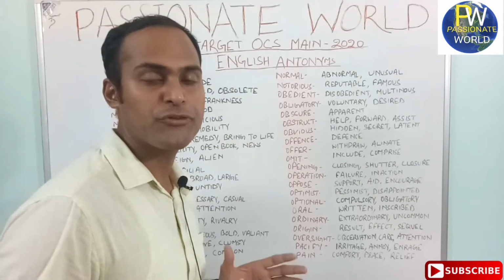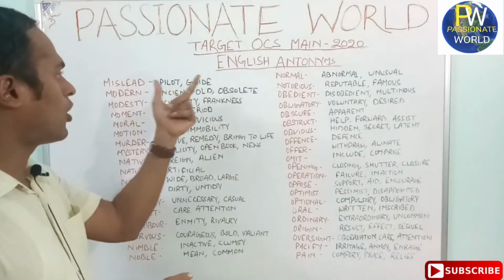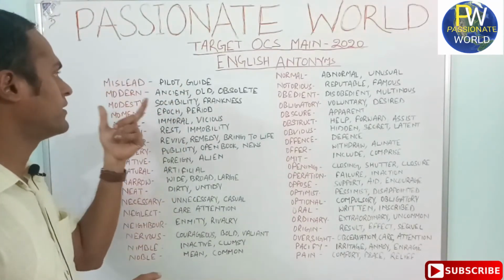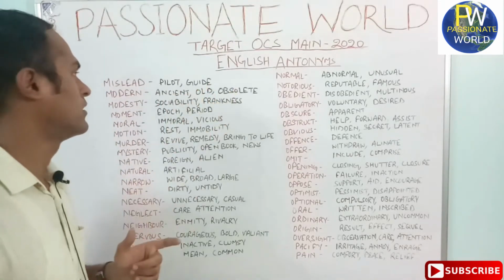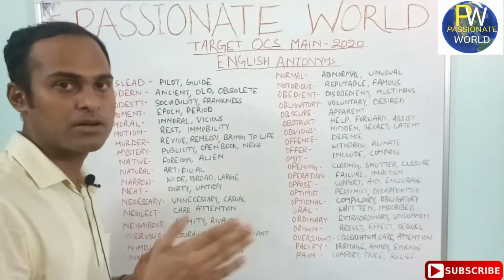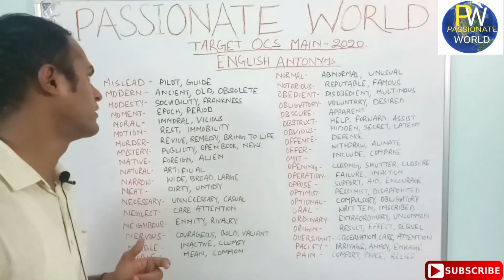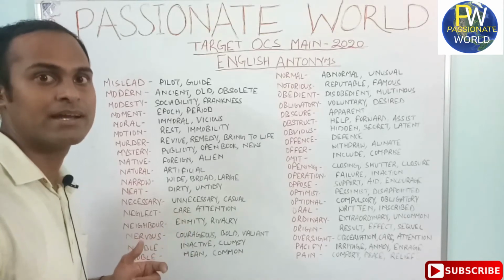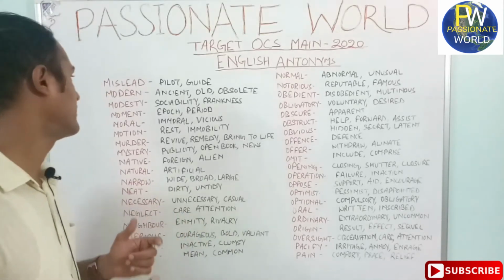Friends, coming to a few more opposite words: mislead, pilot or guide. Modern, ancient or old or obsolete. Don't we say that some rules have become obsolete? That means it has become old or it has become ancient. It needs revival, means a new amendment.